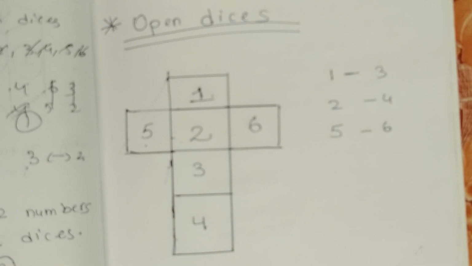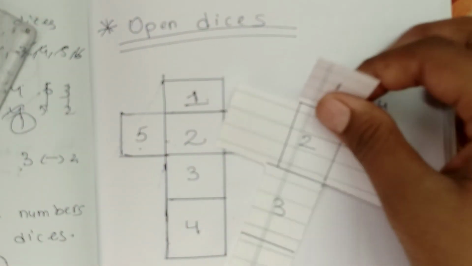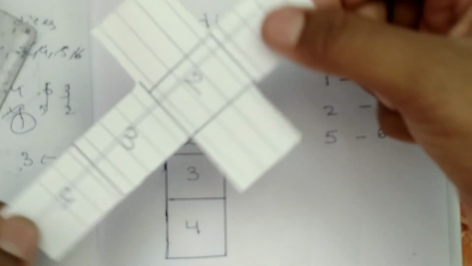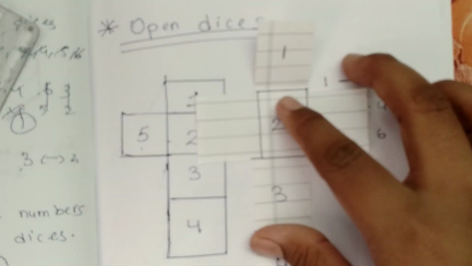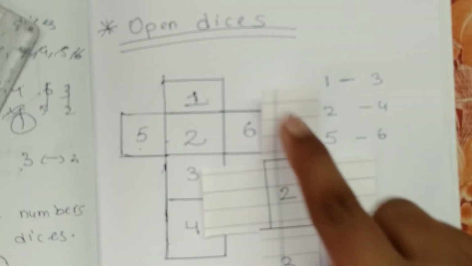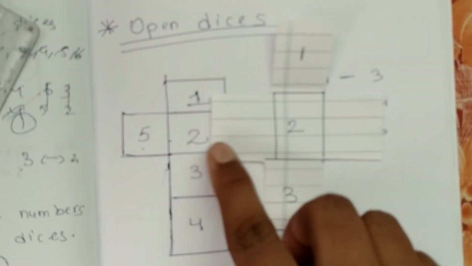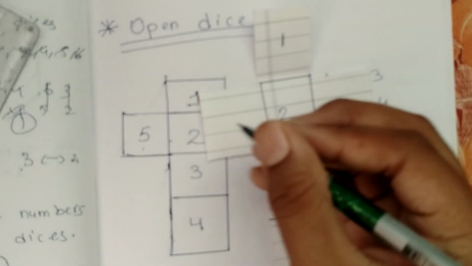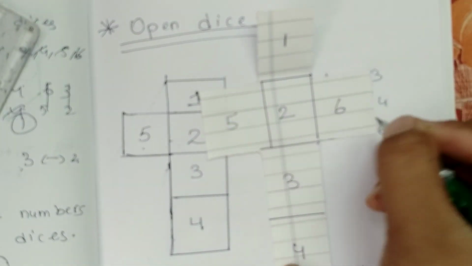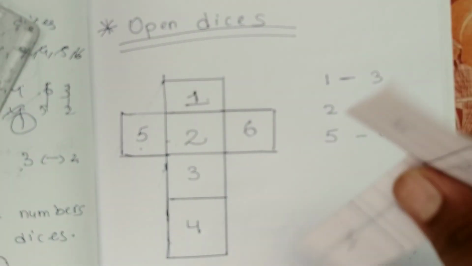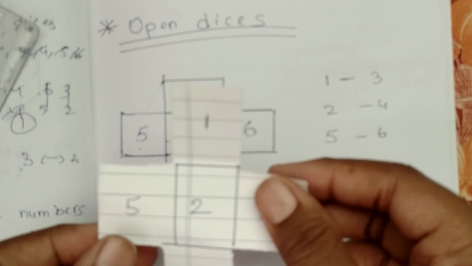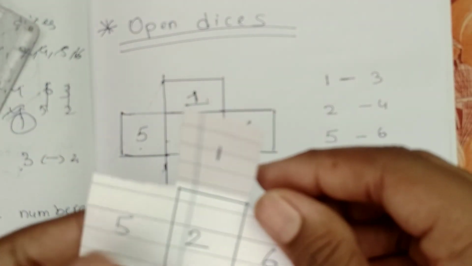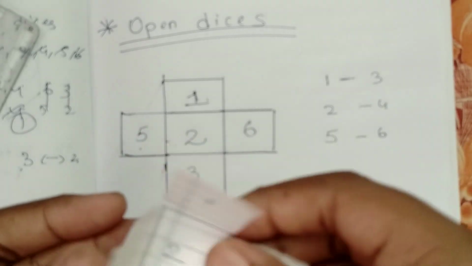I'll show you here how they will be opposite to each other. Just a minute, I'll cut it. So guys, this is the thing. You can see here, the same thing I have done here. So this is 1, this is 2, this is 3, this is 4, this is 5 and this is 6. Now I'm teaching you how to analyze, how to fold the dice, how an open dice should be folded.